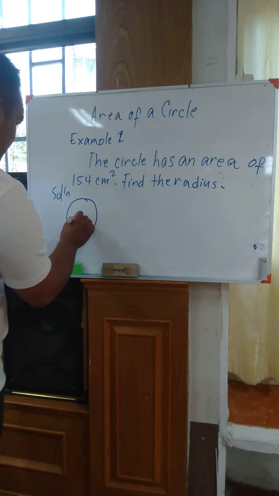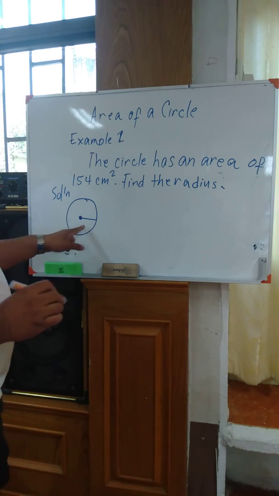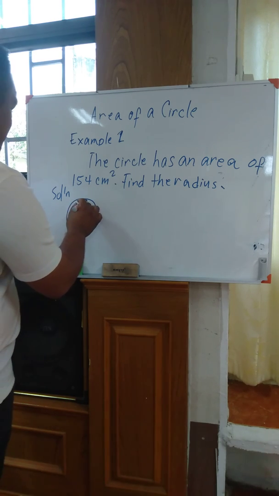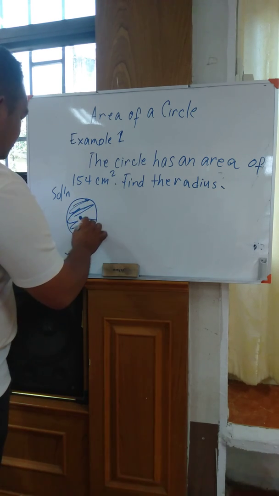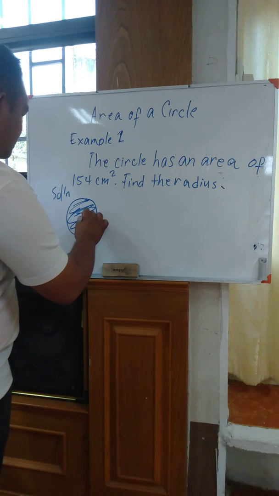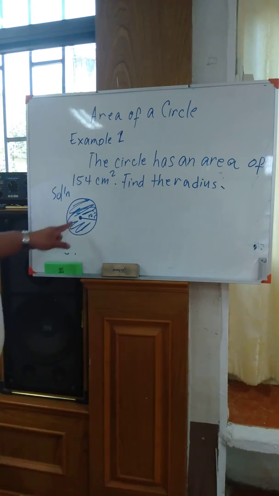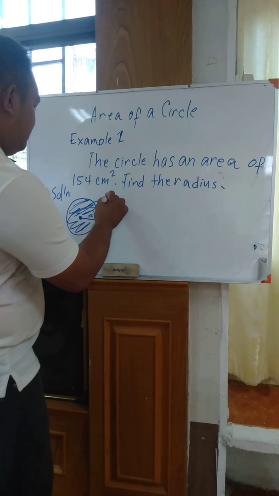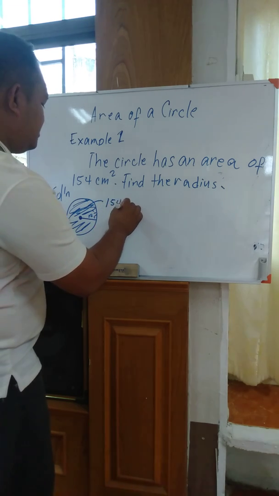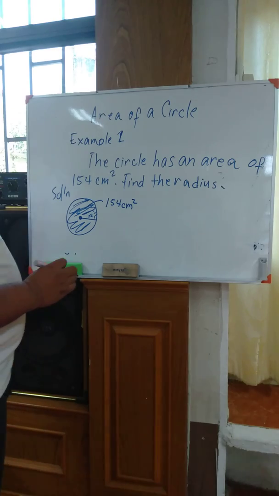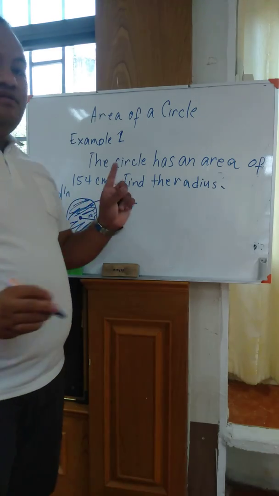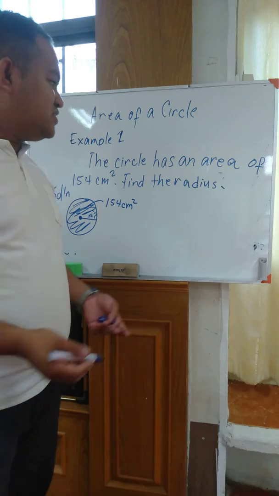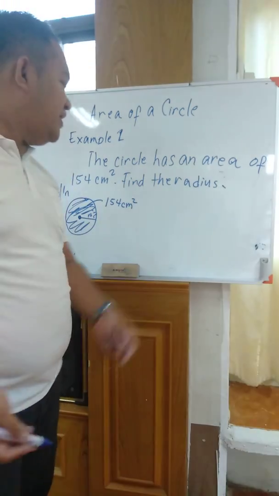So meaning we have the center and this one, the radius. Okay, so the area, so this is r, what we are looking for. So the area of a circle is 154 centimeters squared. So we are to find the radius because there is no radius given. So how is it possible?